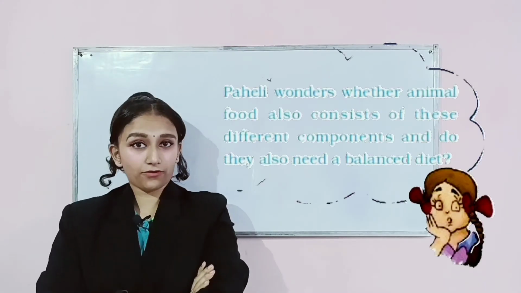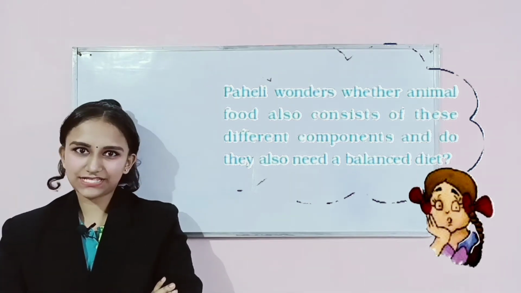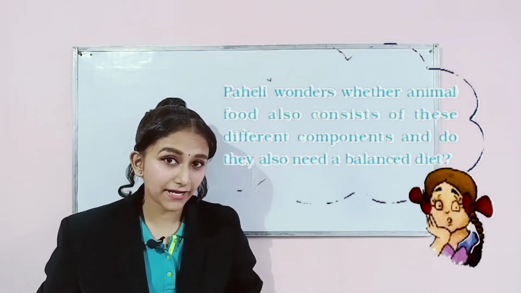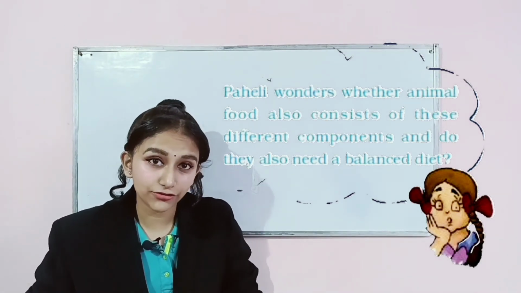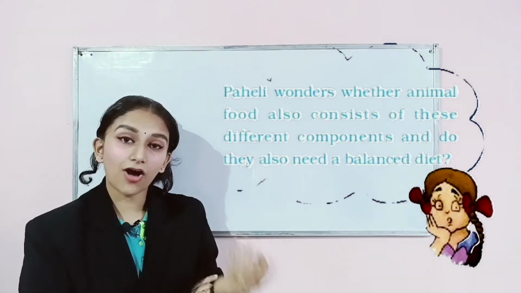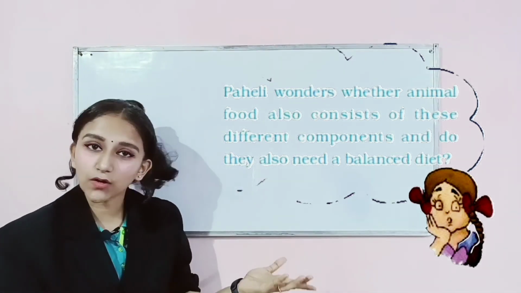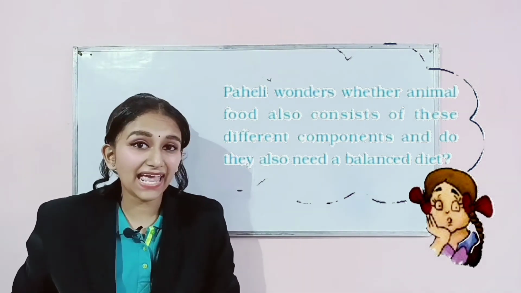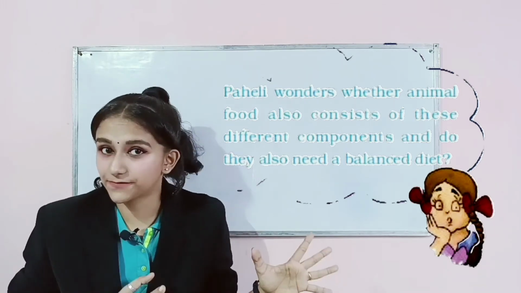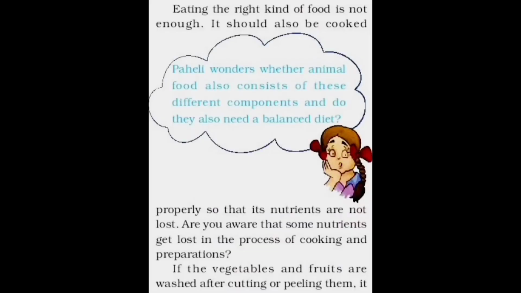Now pause the video for a while and think, do animals also need a balanced diet? All the predators select their prey in such a way that they can eat all the nutrients in a balanced way. It is obvious that animals and everyone needs a balanced diet. So they can maintain good health of their body and can reproduce very healthy offspring. Eating the right kind of food is not enough. It should also be cooked properly so that its nutrients are not lost. Are you aware that some nutrients get lost in the process of cooking and preparation?